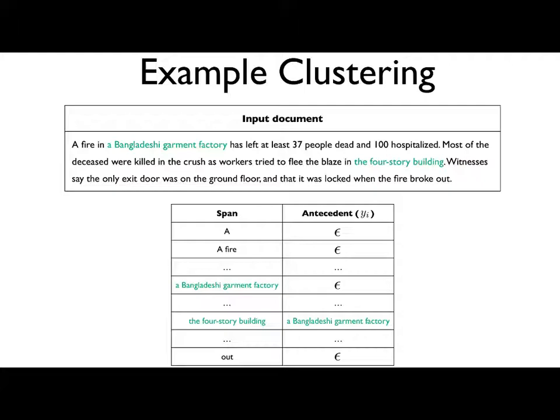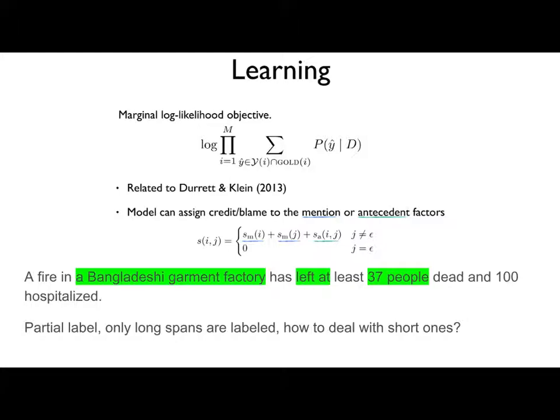So initially you have no antecedents, right? So everything's going to be epsilon until some certain moment, like the 4-story building refers to the garment factory. So the Bangladesh garment factory will be an antecedent to this 4-story building. Okay, so next, they're just using the log likelihood that we always see.